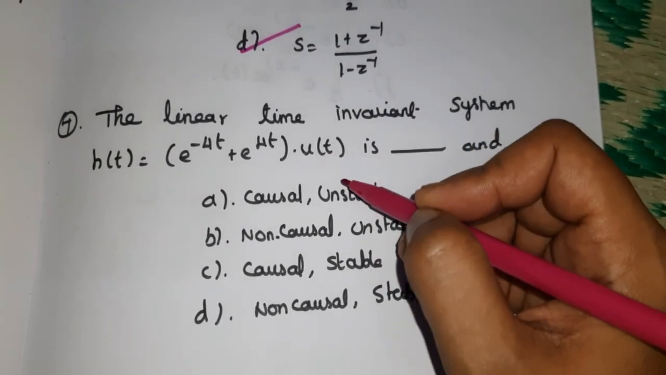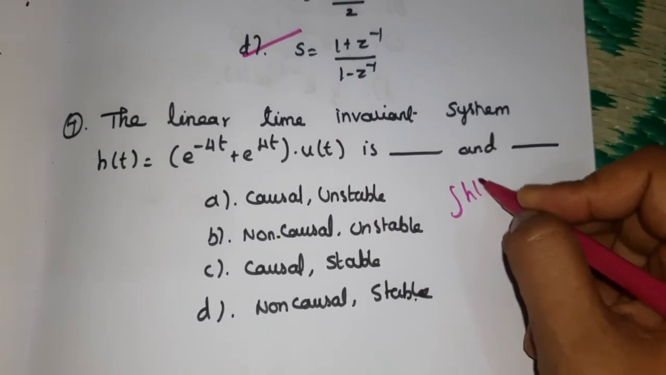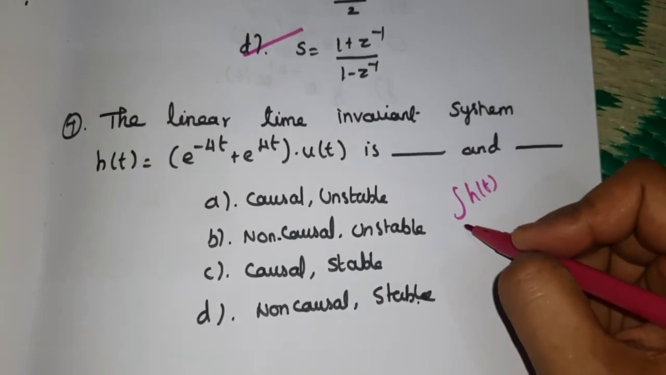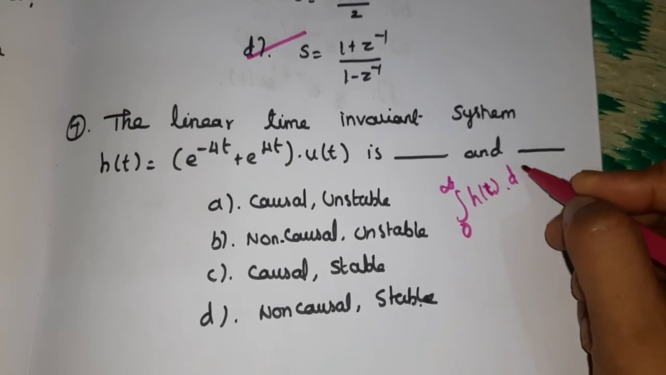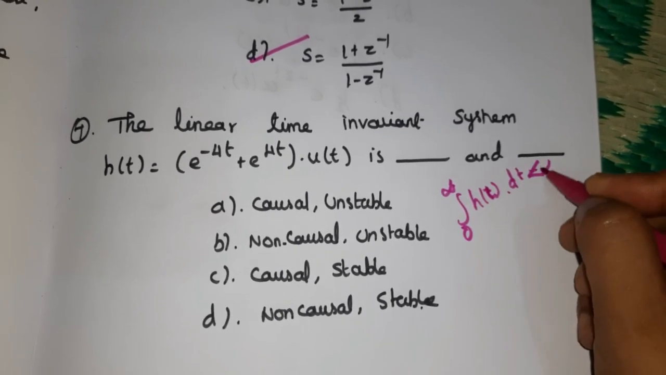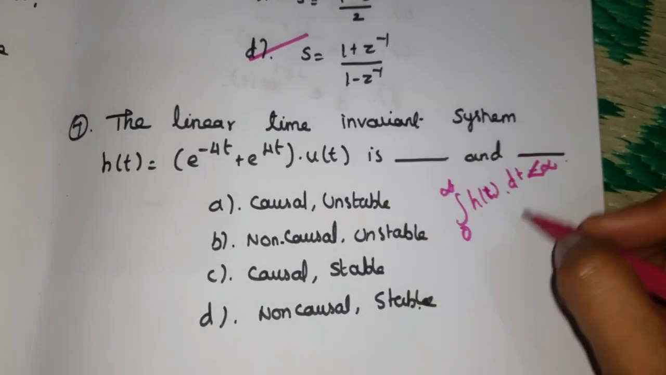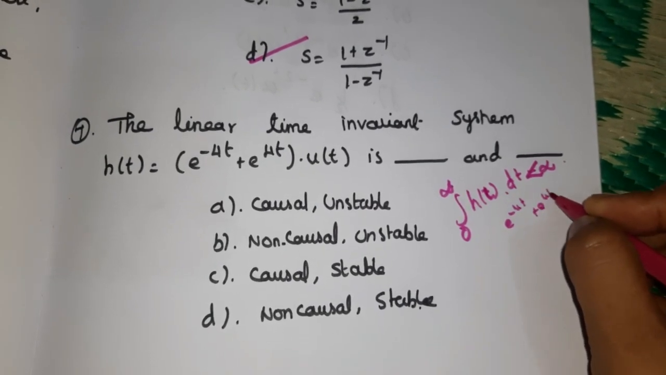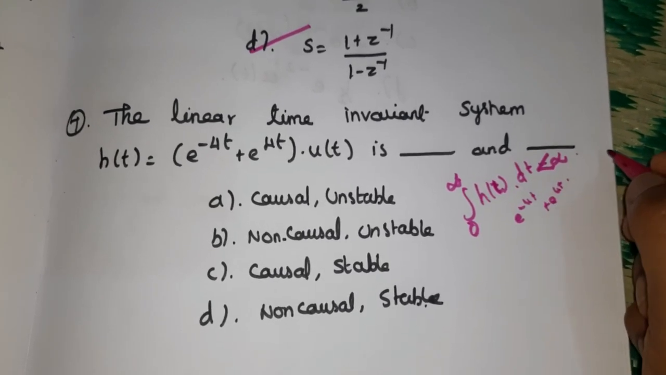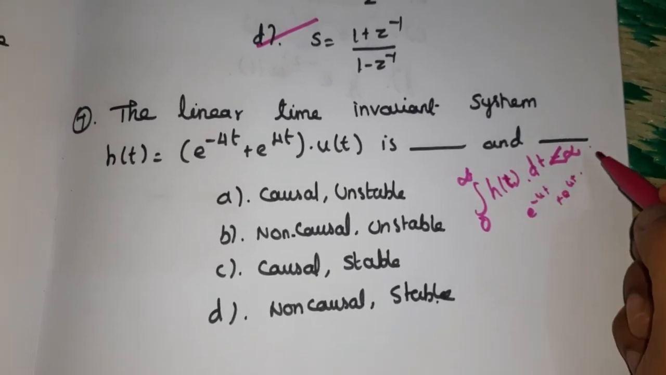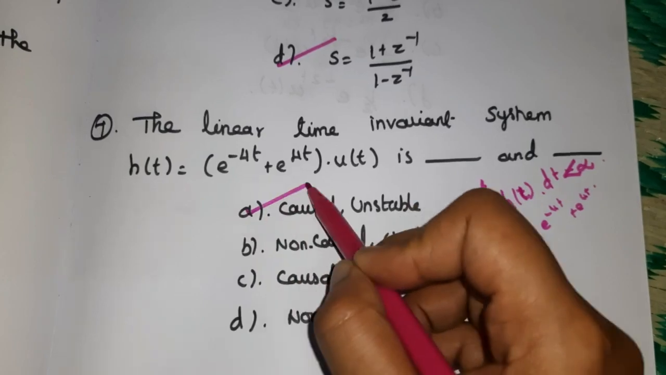But if you are integrating this, the condition for a stable system is integrating h of t over, and here u of t means 0 to infinity, so 0 to infinity h of t dt, and the result must be less than infinity. But here, integrating e power minus 4t plus e power 4t, at one point the value becomes infinity, so this system is unstable. So here the system is causal and unstable, so the answer is A.